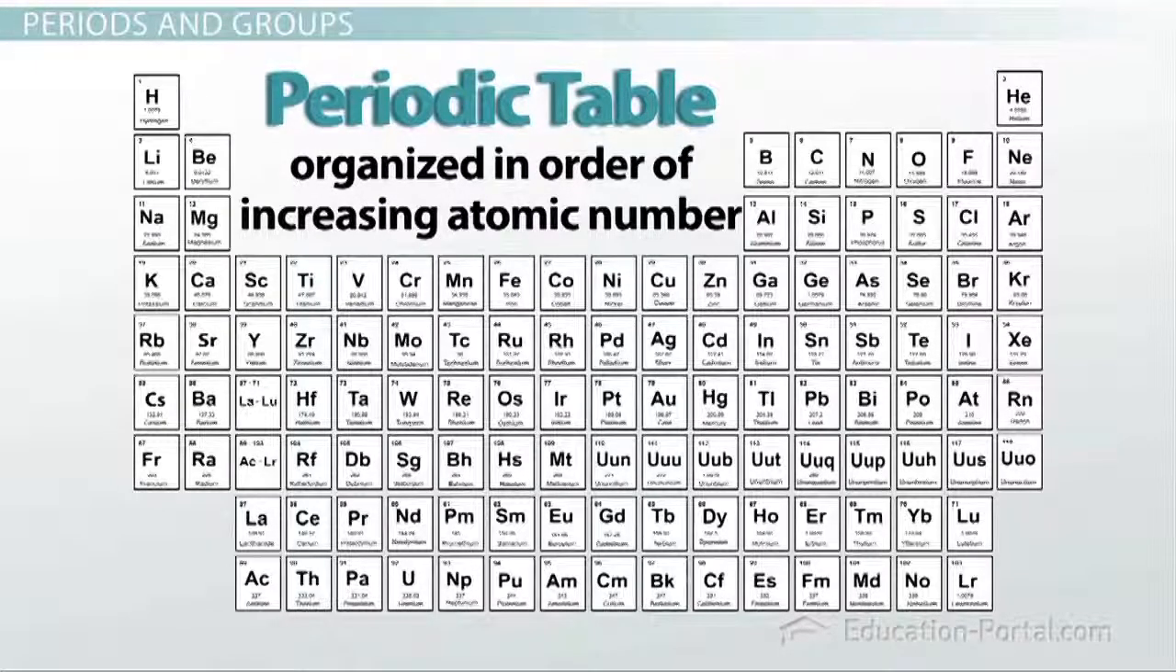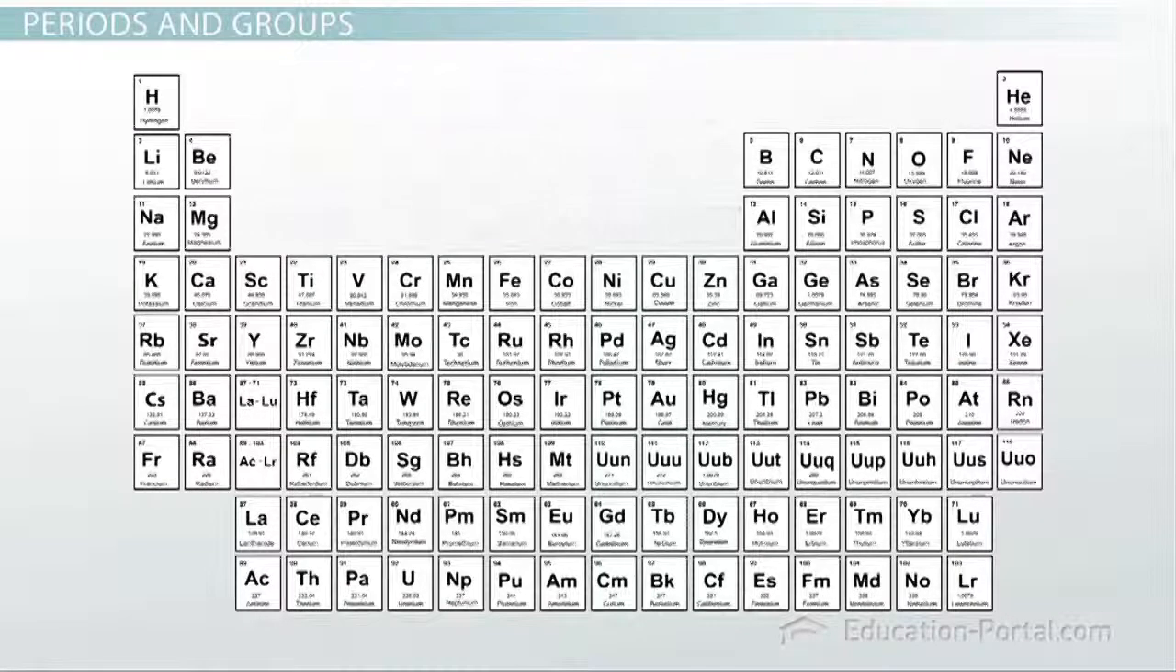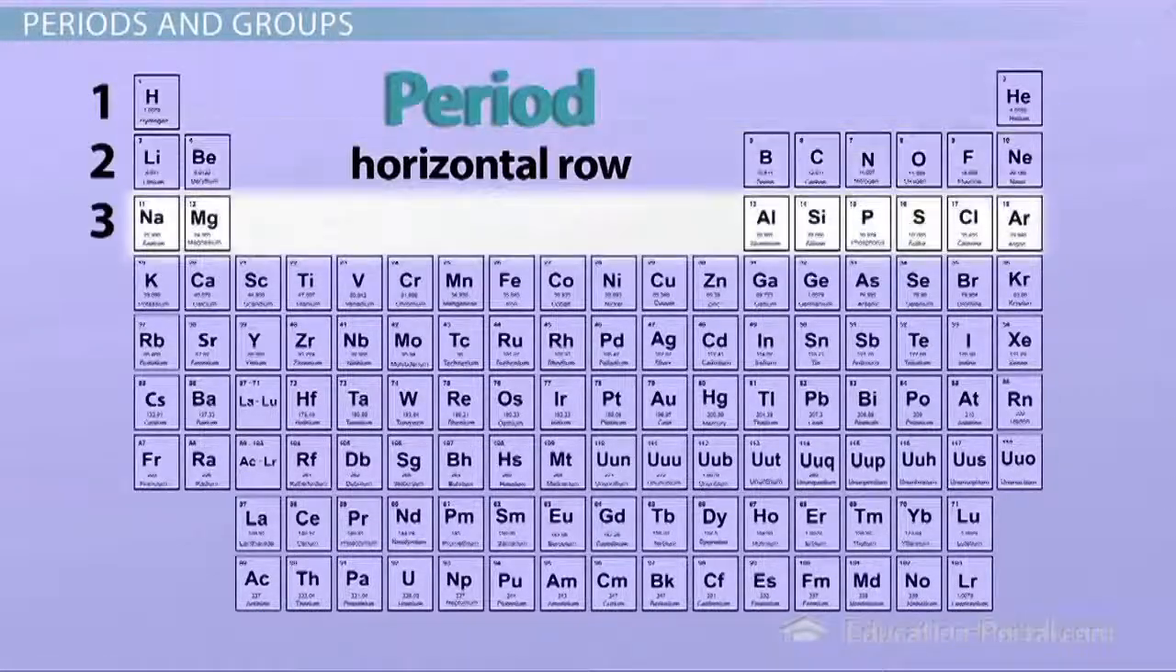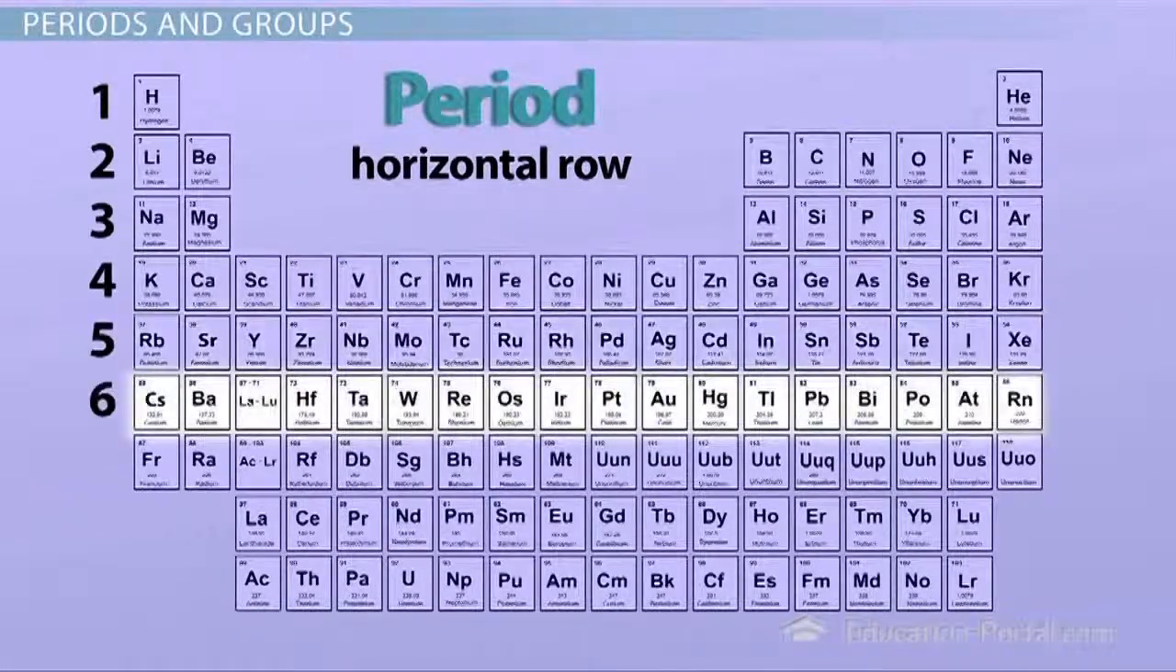As Mendeleev was arranging the elements in order of increasing atomic weight, he noticed that patterns repeated periodically. Each time a pattern started over, he started a new row. A period on the periodic table is really just a horizontal row. The current periodic table has 7 periods, with an island of 2 periods down below.